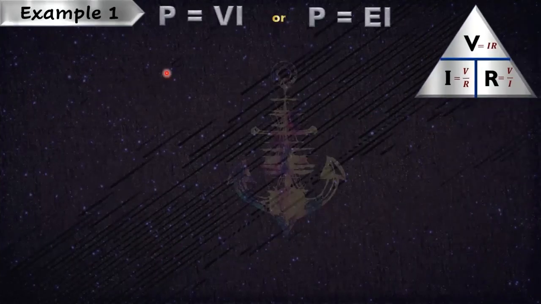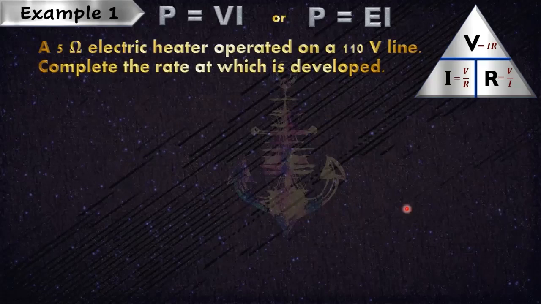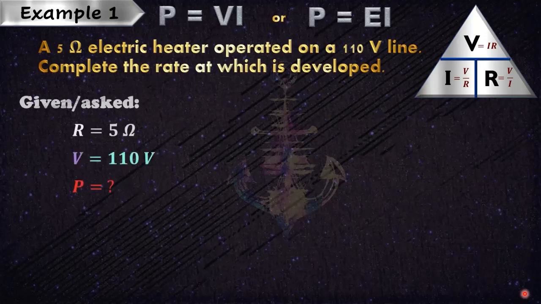Okay, let's have example number 1. Let's input the formula P equals VI, or P equals EI. Again, it's up to you what formula to use, basta the same na ng duha. And we have here the magic triangle. A 5 ohms electric heater operated on a 110 volts line. Compute the rate at which heat is developed. Rate, so we are asked for the electric power. Input the given. We have resistance 5 ohms, voltage 110 volts, and power P is unknown in the problem.